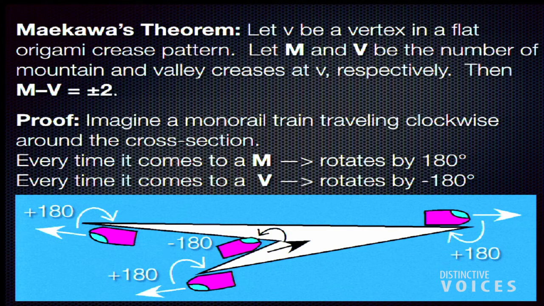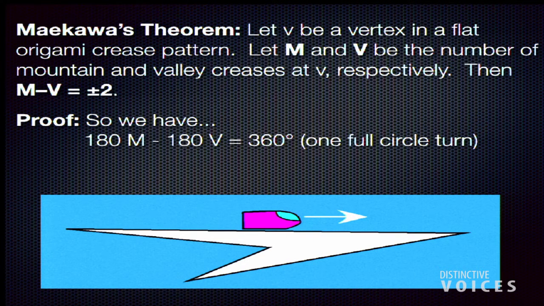Now, what's the total amount we'll turn when we come back to where we started? 360, because it's really just like going around a circle, except we have these sharp corners. So, 180 for every mountain crease, plus negative 180 for every valley crease must equal 360. Bingo, you divide by 2, you get M minus V equals 2. Yay. Now, that's if we were looking at it from above. If we were looking at it from below, we would have had 180 for every valley and minus for every mountain. So you could have gotten V minus M is 2, and that would be minus 2.